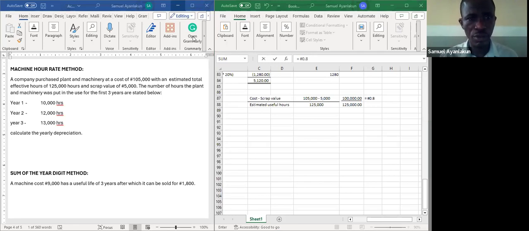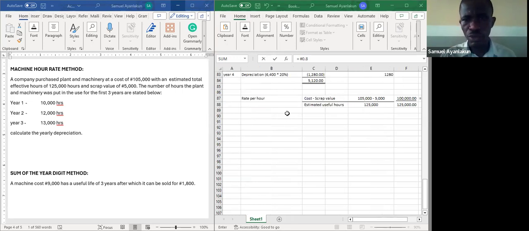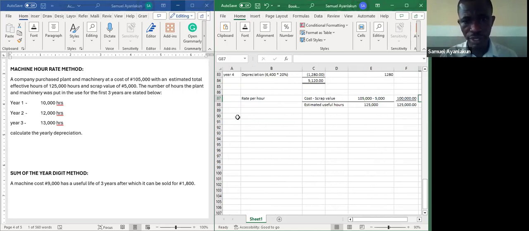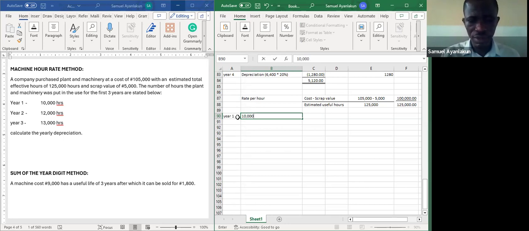Yes, Daniel, you got it right. So it's 0.8 per hour. So how do you now do your yearly depreciation? You know that it's now 0.8. We have year one. How many hours is for year one? That's 10,000 hours. 10,000 hours times 0.8.